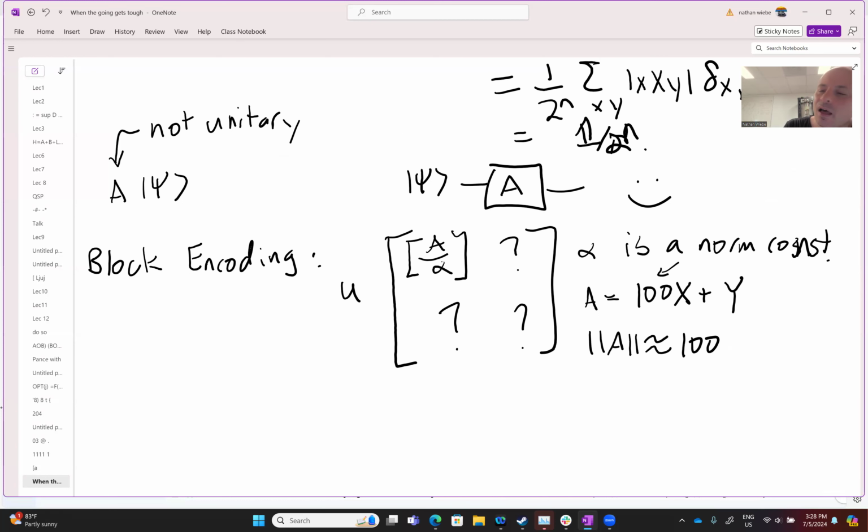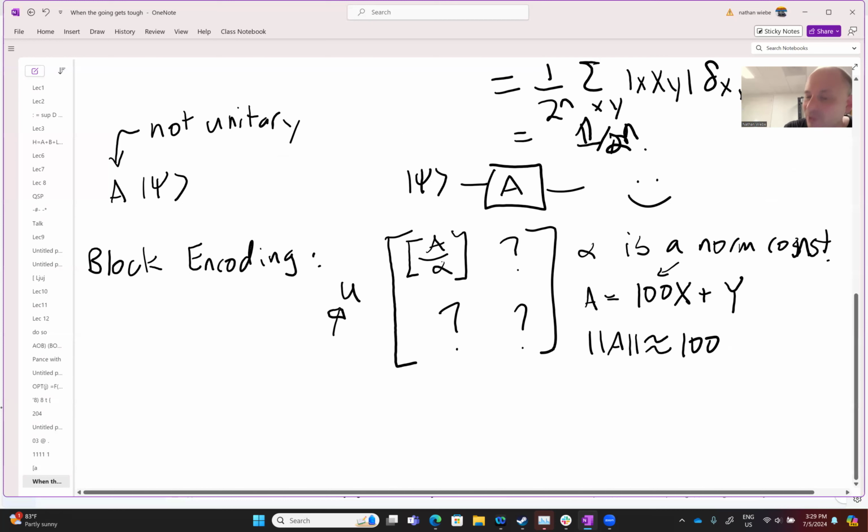But the point is that the norm of the matrix is much larger than the norm can be for the unitary we're trying to build it in. So what we need to do is build a constant inside this guy, and that constant is alpha over here, such that alpha is greater than or equal to the norm of A.